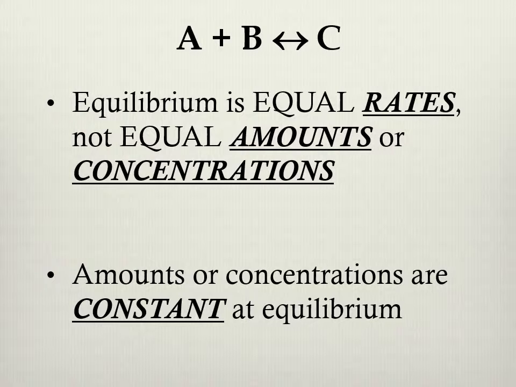And again, they don't all have to be the same amount. You don't have to have the exact same amount of A as you have B as you have C. It's just whatever the amounts of A, B, and C are, that amount doesn't change. They don't have to equal each other. They just have to not be changing overall.